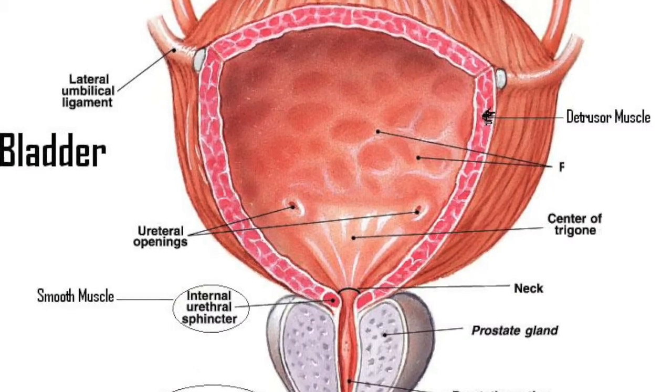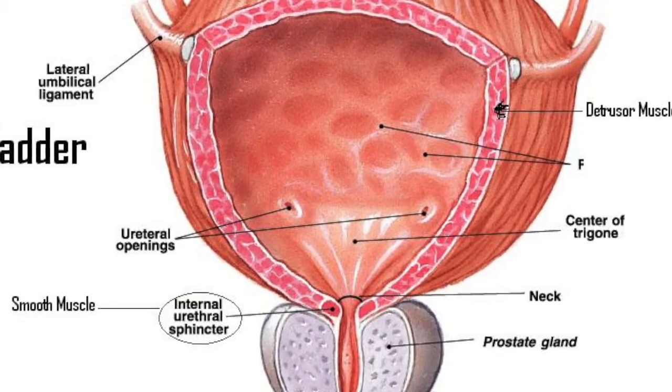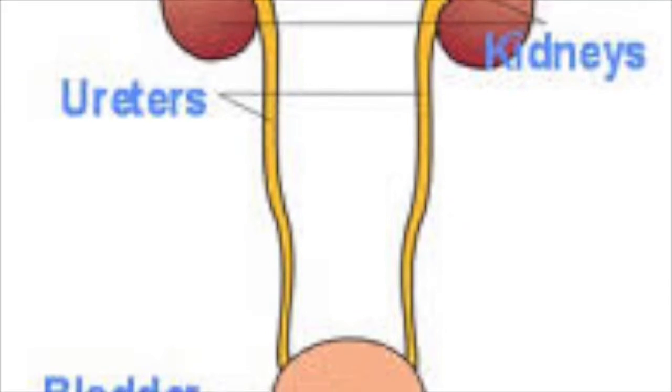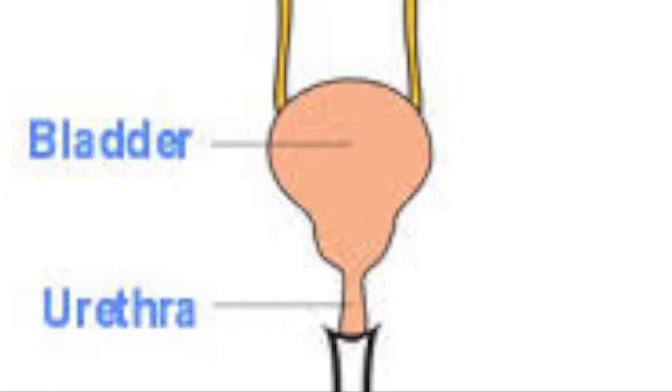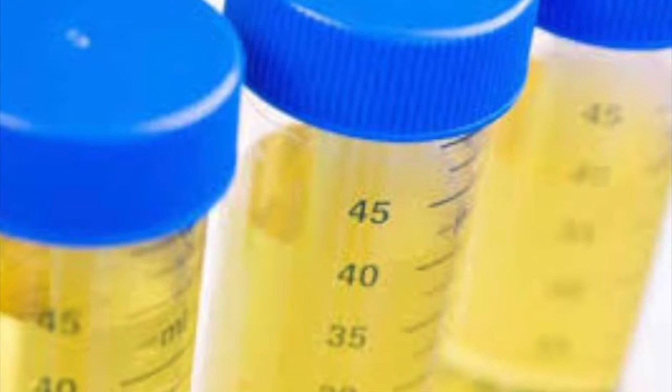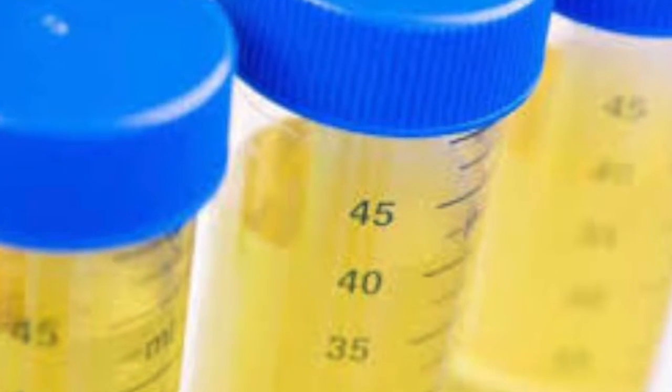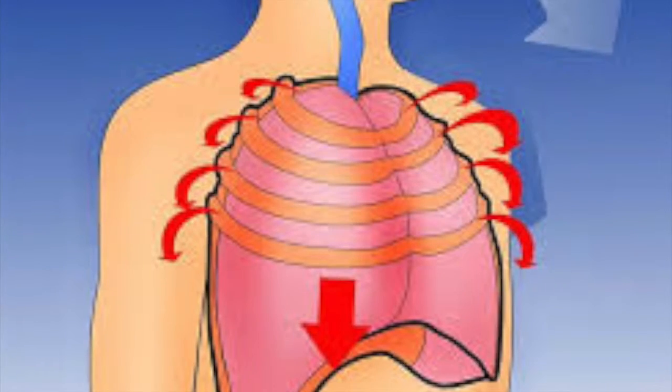The urinary bladder is the organ that collects urine excreted by the kidneys prior to disposal by urination. It is a hollow, muscular, and elastic organ and sits on the pelvic floor. Urine enters the bladder via the ureters and exits via the urethra.